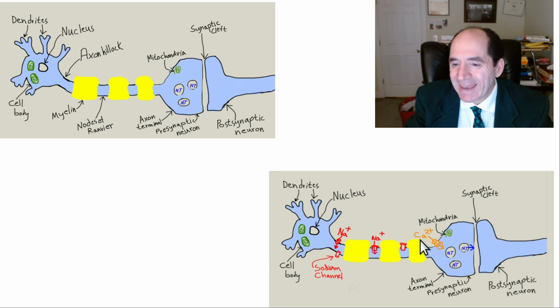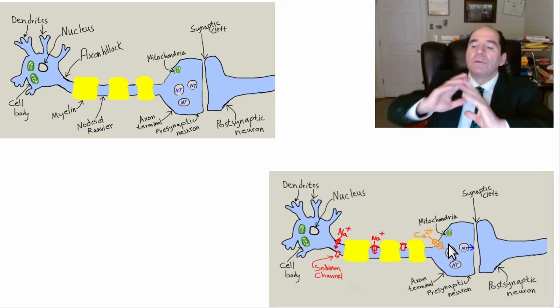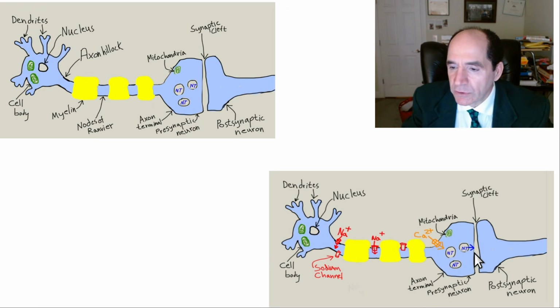And then a calcium channel is opened up here, a voltage-gated calcium channel, and that allows calcium to come into the presynaptic neuron's synaptic terminal. And then that elevation in calcium will cause the neurotransmitter vesicles to merge with the plasma membrane of the presynaptic neuron, diffuse across this cleft, activate the postsynaptic neuron.